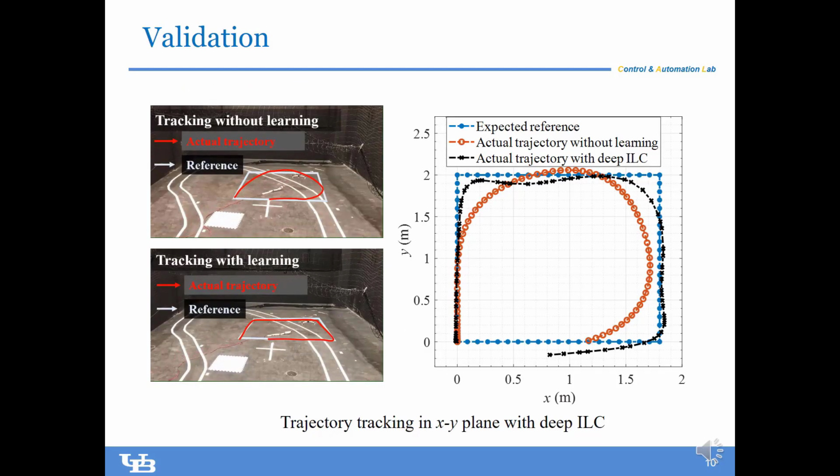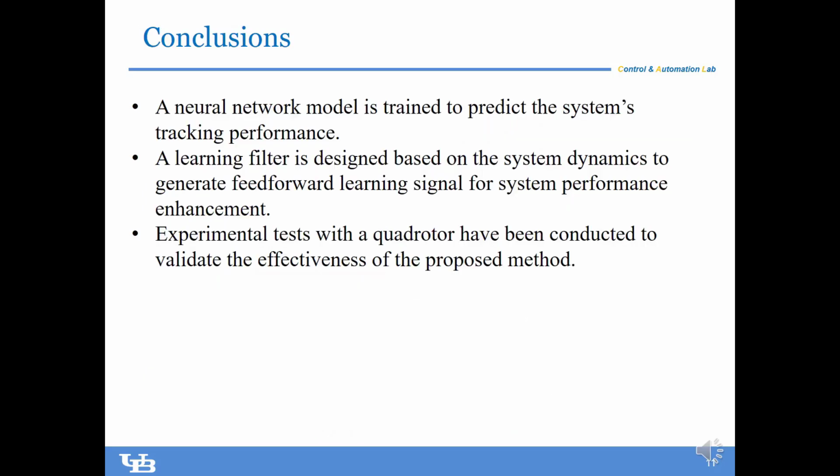We conducted the drone's tracking with and without adding the learning signal, and the results show that the tracking performance is enhanced by adding the learning signal. In this study, a neural network model is trained to predict the system's tracking performance. A learning filter is designed based on the system dynamics to generate feedforward learning signal for system performance enhancement. Experimental tests with a quadrilateral have been conducted to validate the effectiveness of the proposed method.